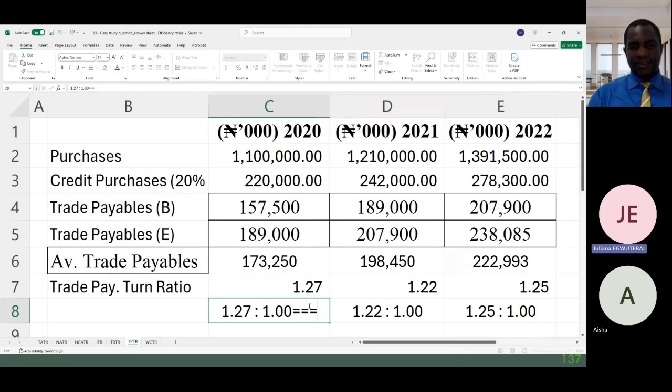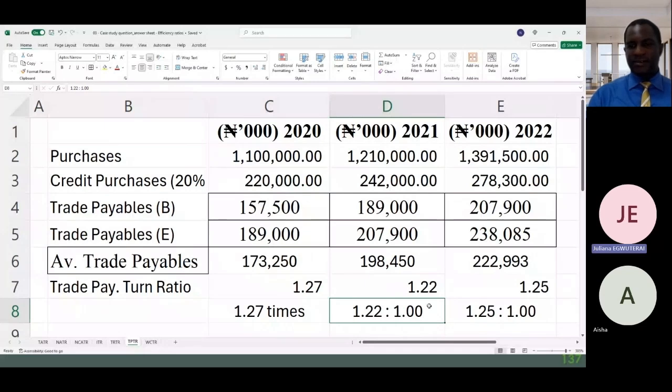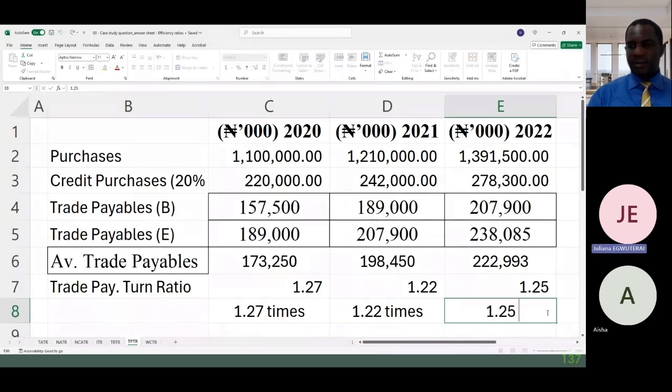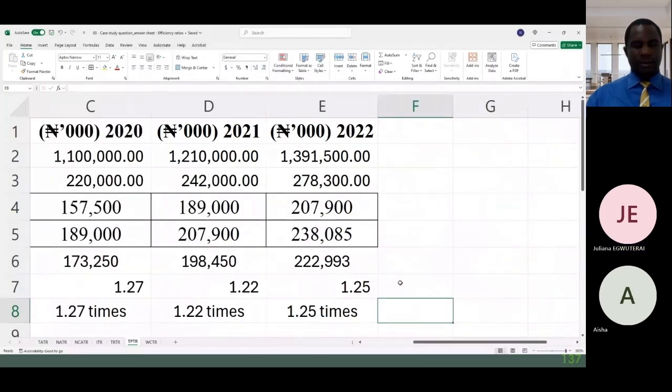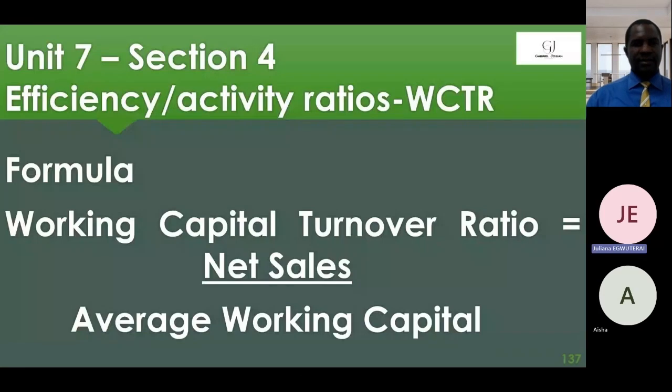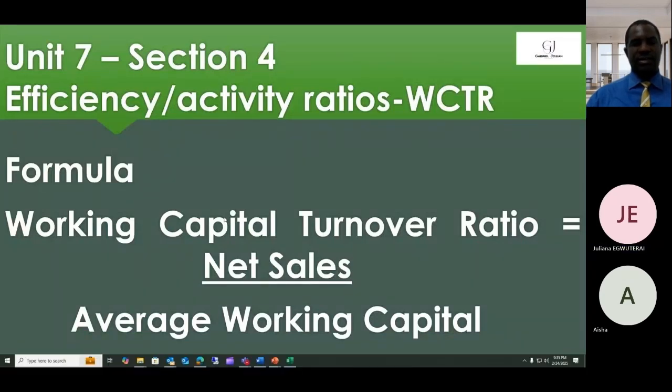So this one's formula is working capital what? Turnover. Net sales to working capital turnover. I mean, the name of the ratio is working capital turnover. So this is the working capital turnover ratio, exactly.